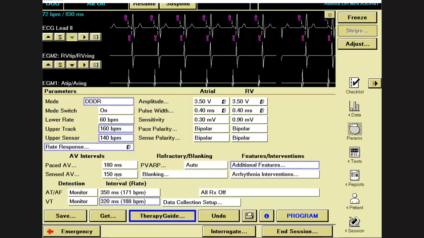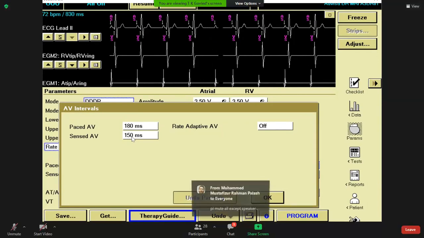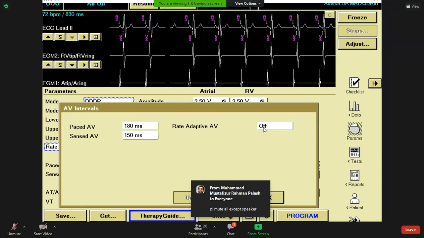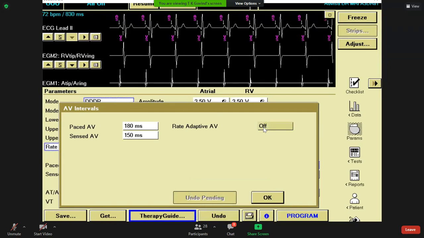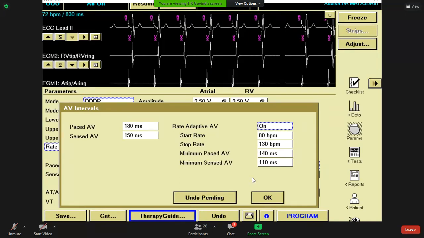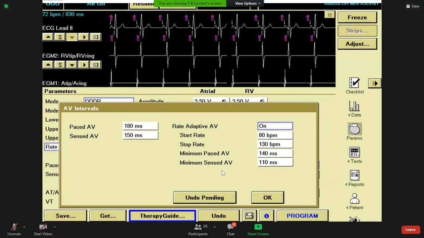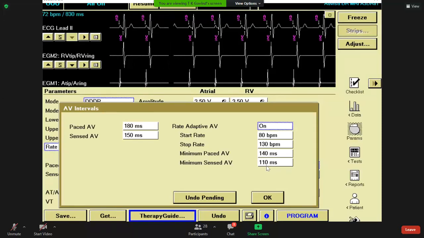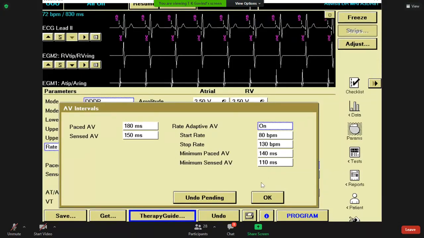So now let me click the sensed AV interval. That's what I'm clicking. Now this is what we programmed, a sensed AV interval of 150 milliseconds. And I'm sure most of you may know that pacemakers have another feature called rate adaptive AV delay. Here I'm switching on the rate adaptive AV delay, which is nominally off. So my starting AV interval is 150 milliseconds. Now, the minimum AV interval that I'm allowing the pacemaker to automatically reduce to is 110 milliseconds. This is automatically reduced based on the sinus rate.